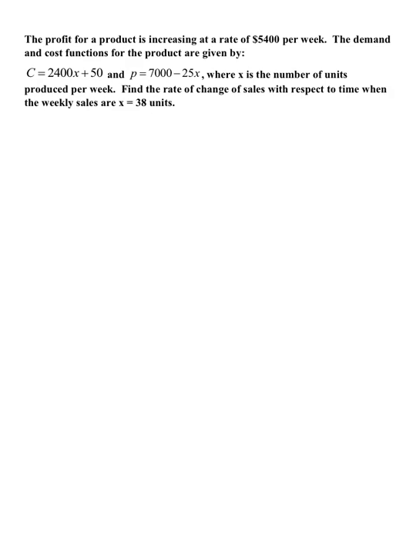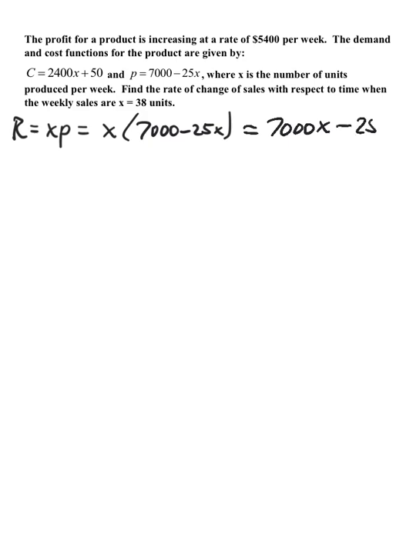We still don't have a revenue function given, so that's the first thing we're going to find. R is equal to xp, x number of units times the price at which they're sold, which is equal to 7,000x minus 25x squared.